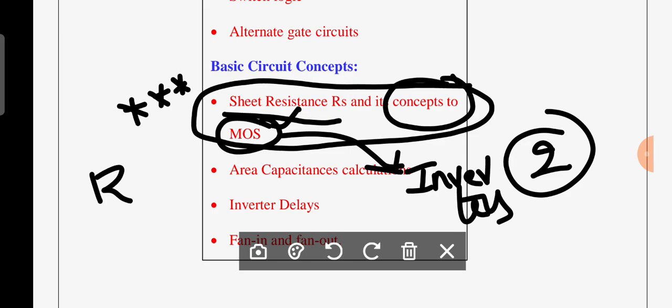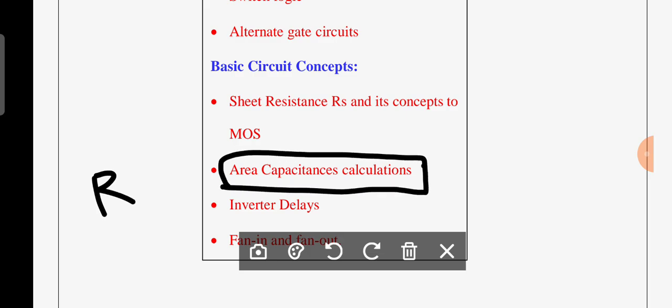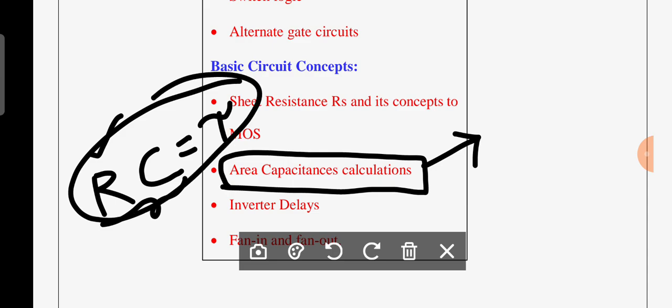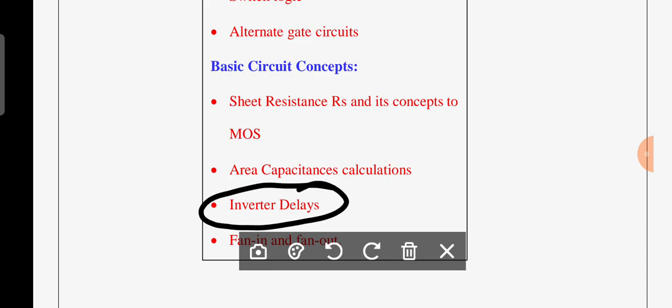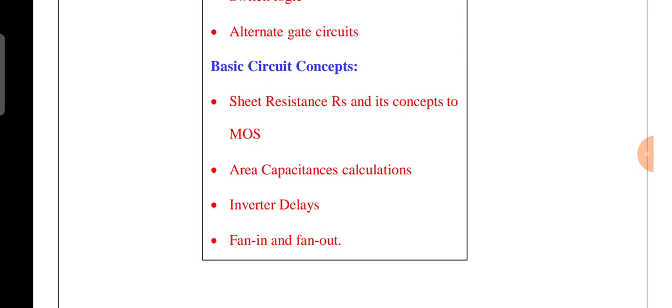After resistance we have to talk about capacitance. You can observe that after resistance we have capacitance calculation, area capacitance calculation. That means we are going to study R and we are going to study C. Now if you multiply these two, then you get delay. That is the next concept you can observe, inverter delays. I hope that is clear. That's why I said the sheet resistance concept you should not only apply to the single MOS transistor, you should also apply to the inverter. Is it clear?